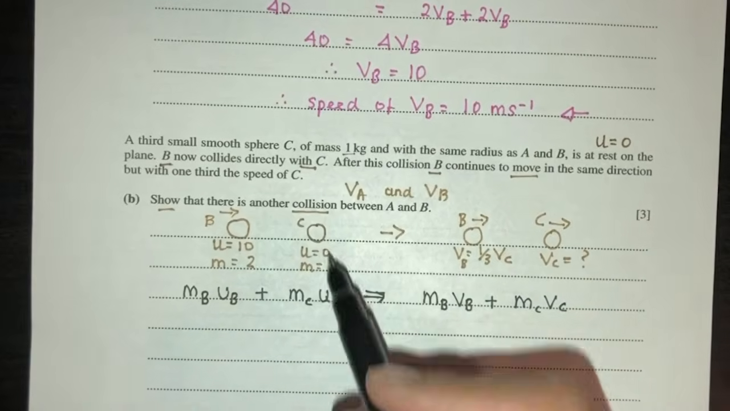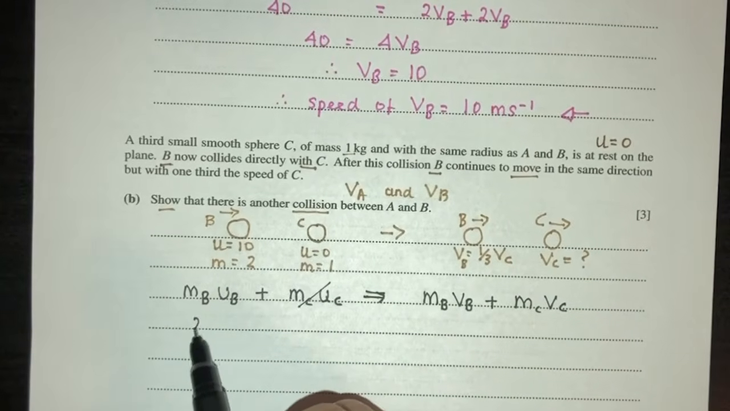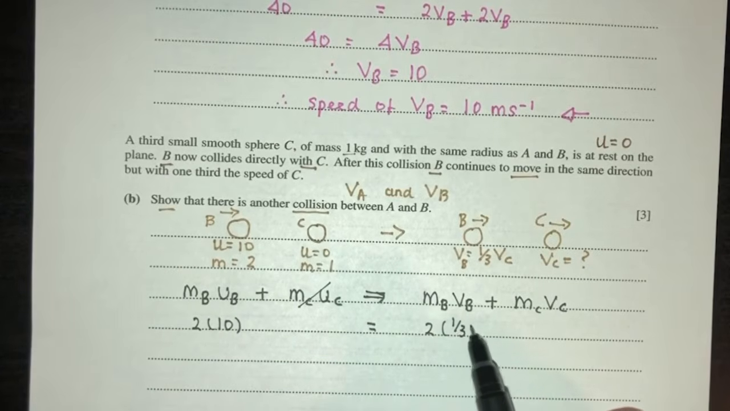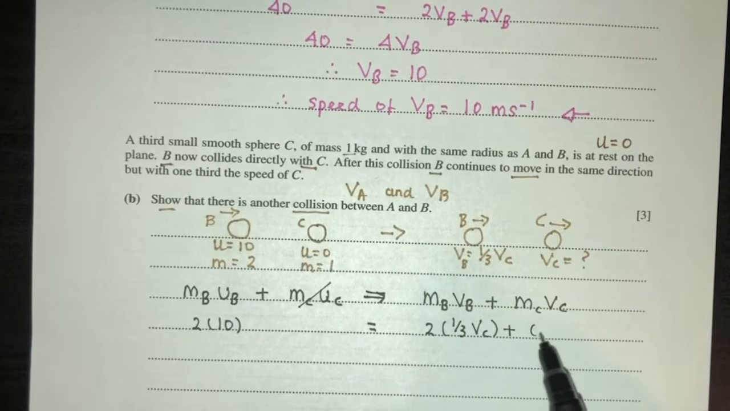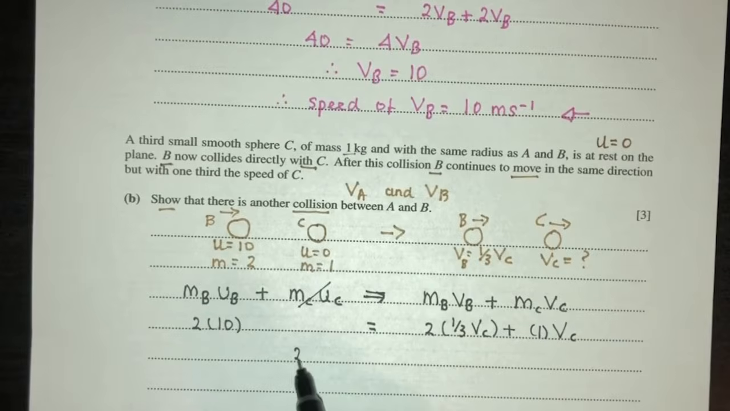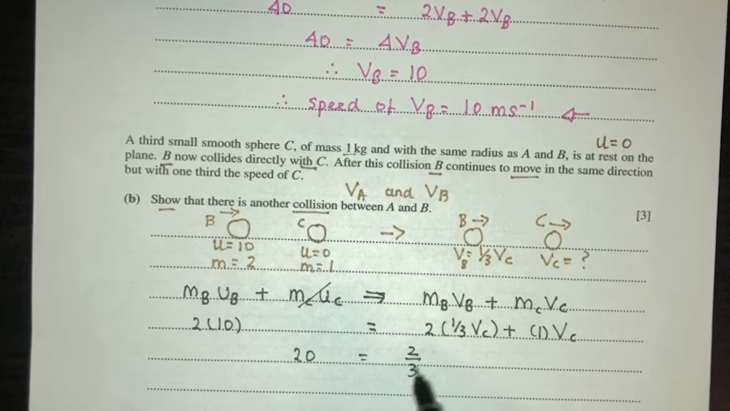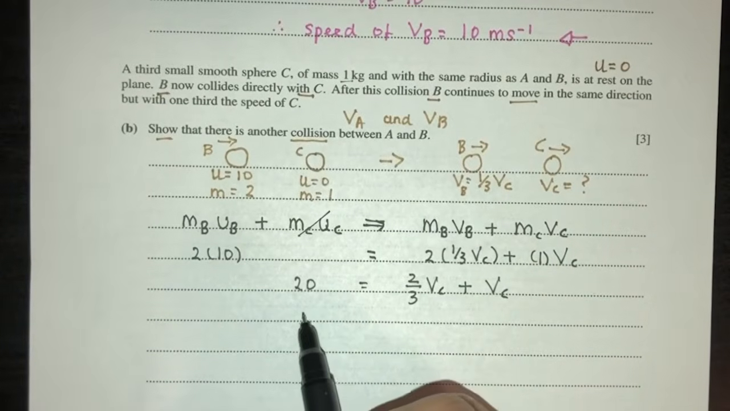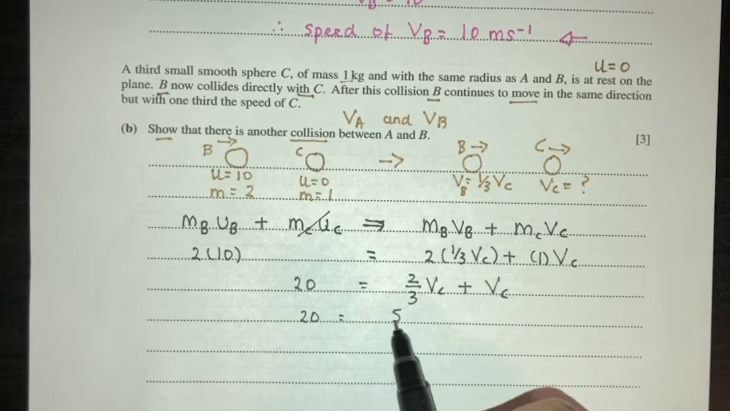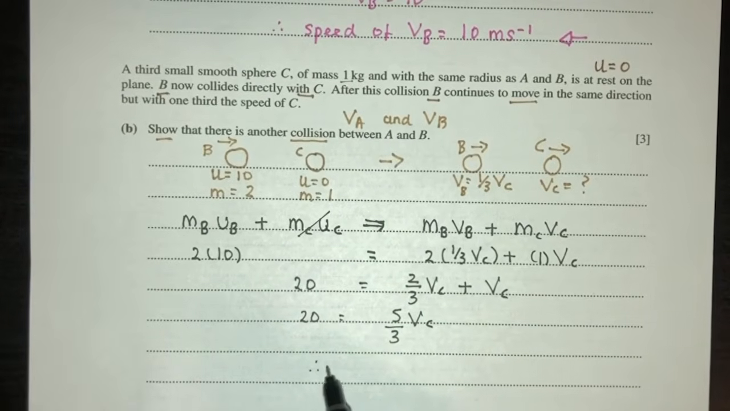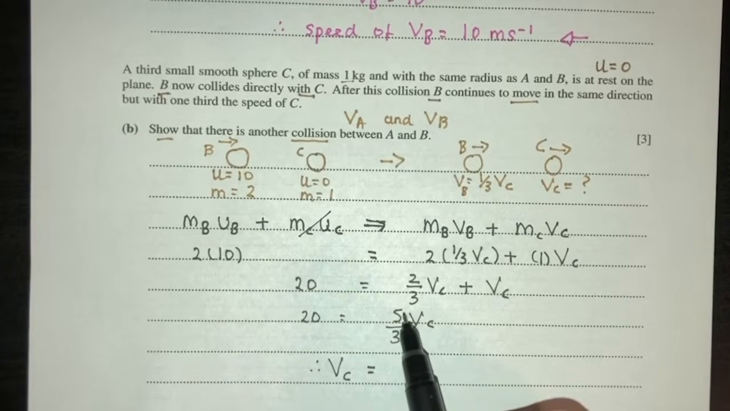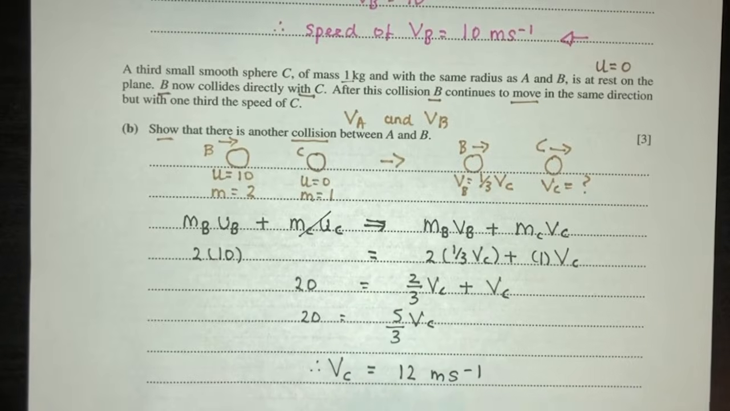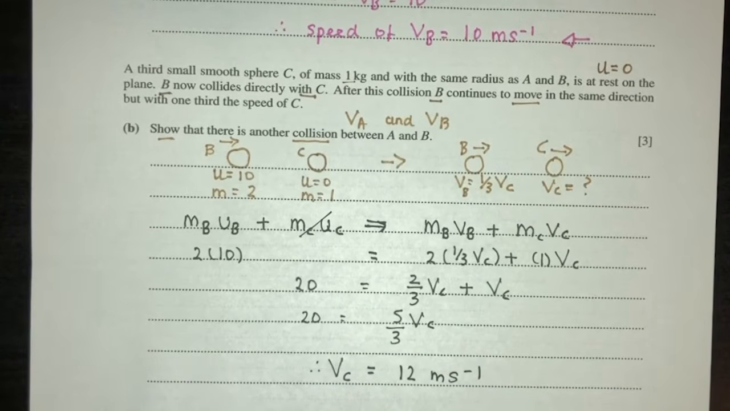Now replace, this one will be 0, this will be 2 times 10 equal to, this is 2 times 1/3 VC plus mass is 1 and VC we don't know. This will be 20 equal to 2/3 VC plus VC. And that will give you what? Let's simplify. That will give you 5/3 VC. So finally, VC is equal to, divide by 5, it will be 4, then cross multiply, you will have 12 meters per second. So the speed of C is 12 meters per second.